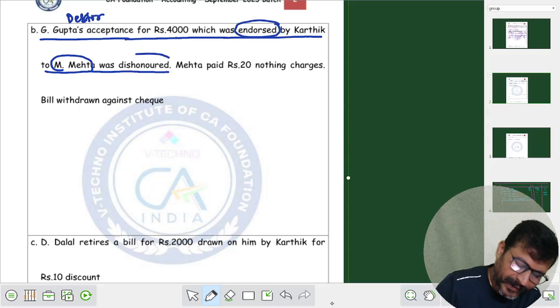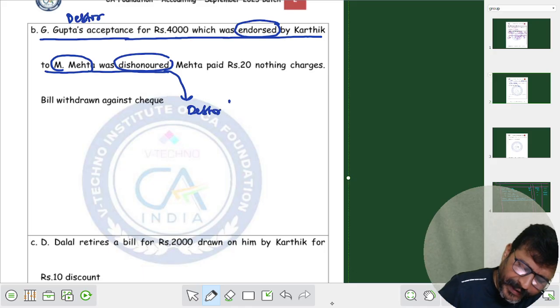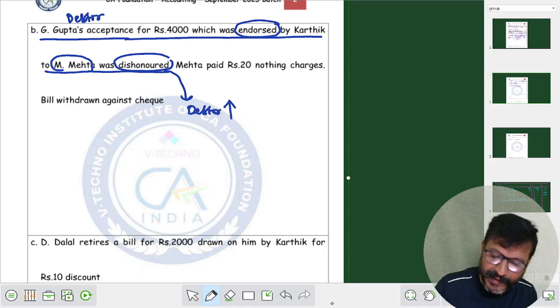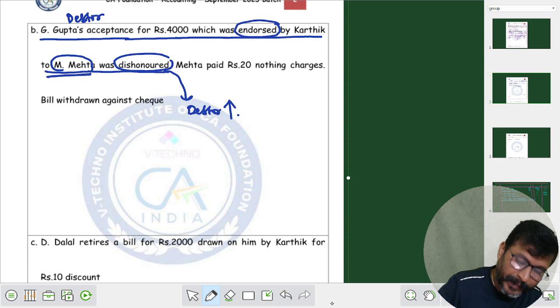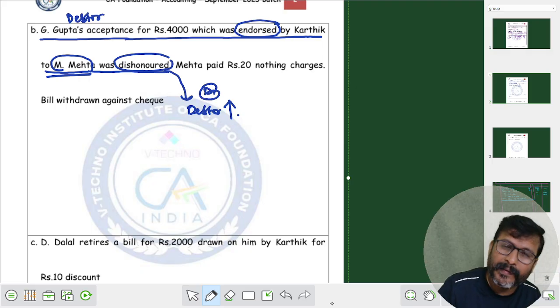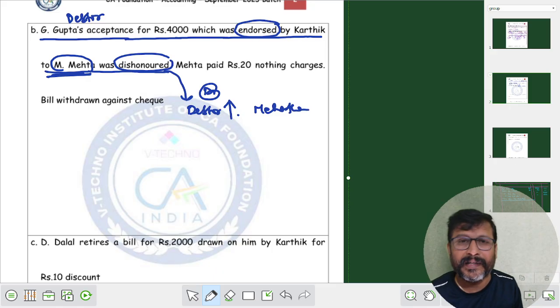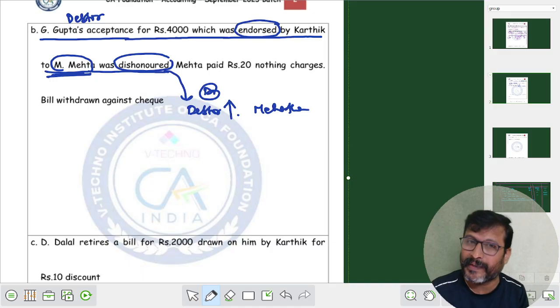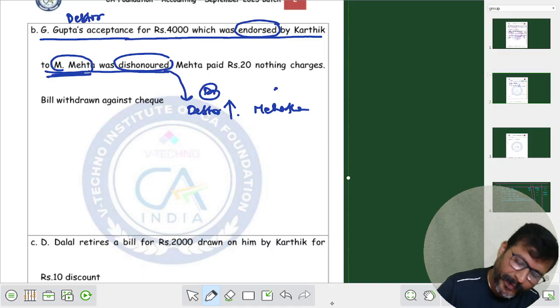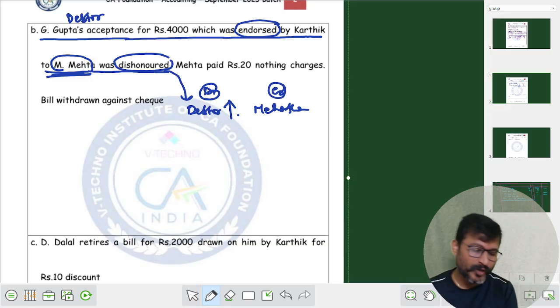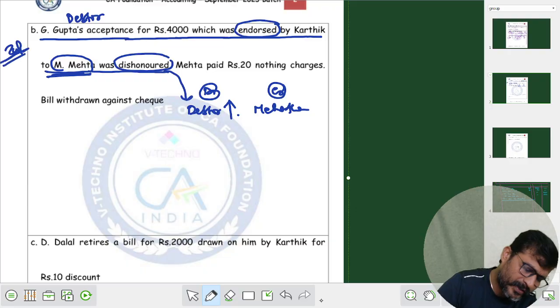Please remember, in the first video I explained, whenever the bill is dishonored, the debtor increases. But here the bill is available with Mehta. When debtor increased, it is to be debited. Bill is available with Mehta because it is endorsed to Mehta. Mehta is a creditor. Creditor also increases when the bills are dishonored. He is to be credited. Please concentrate very well for this point.